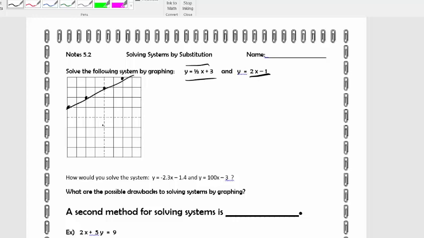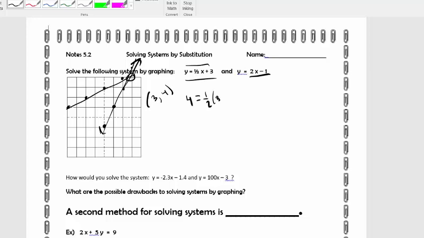And then for the second one, we're going to start at -1, and we're going to go up 2, right 1, up 2, right 1, up 2, right 1. There we go. So it's a little off the grid, but it looks like this might be the solution. 1, 2, 3, 1, 2, 3, 4. So it looks like 3, 4 is the solution. We can check that real quick. Always good to check an answer.